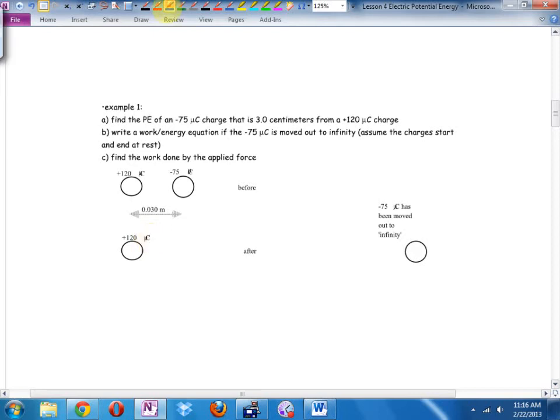What does part A want me to find? Potential energy is K, big Q, little q over R. By the way, if you don't have your formula sheet out, you should. Can you all get your formula sheet out for a second, please?